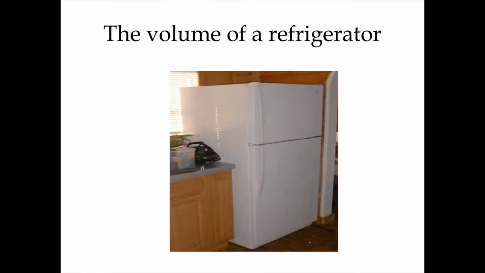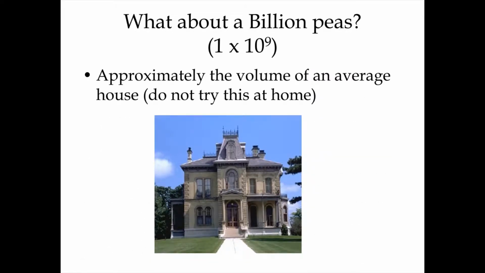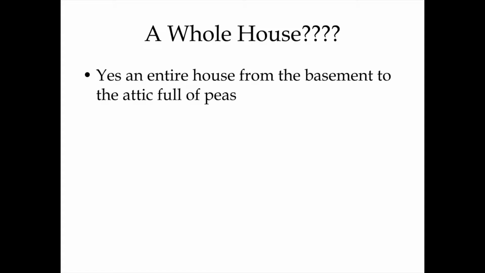That would take up the size of about a refrigerator. That's 1 million peas. That's 6 zeros. What about a billion, 1 with 9 zeros? It would take up the size of an entire home. Do not try this at home. A whole house? Yes, a billion peas would cover the entire house.